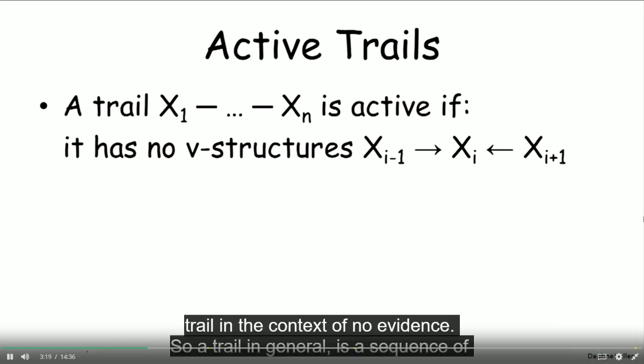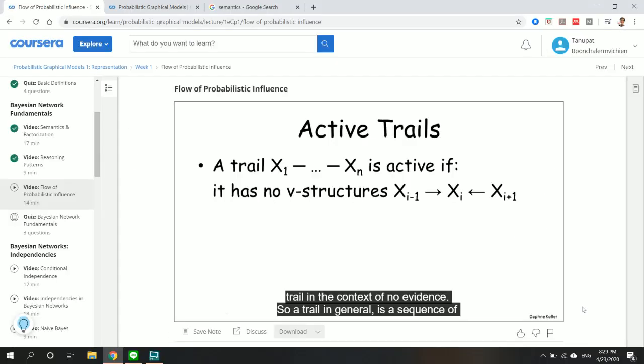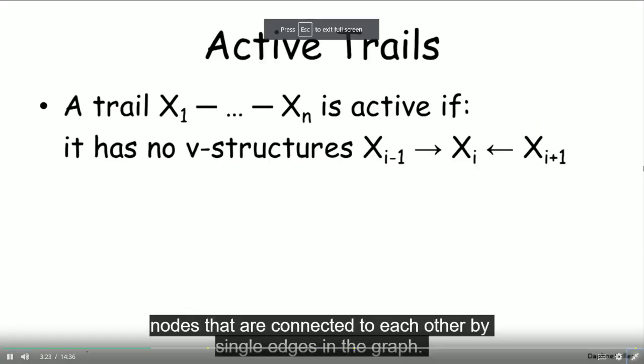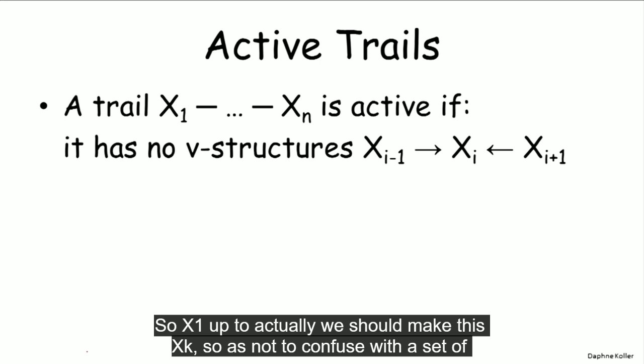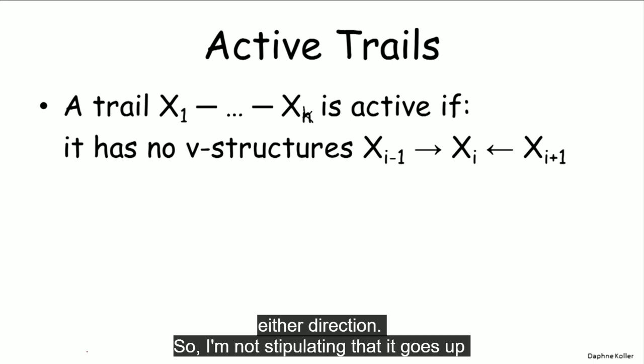A trail in general is a sequence of nodes that are connected to each other by single edges in the graph. So x1 up to, actually we should make this xk, so as not to confuse with the set variables. And the fact that these edges are undirected means that they can go in either direction. So I'm not stipulating that it goes up or down.